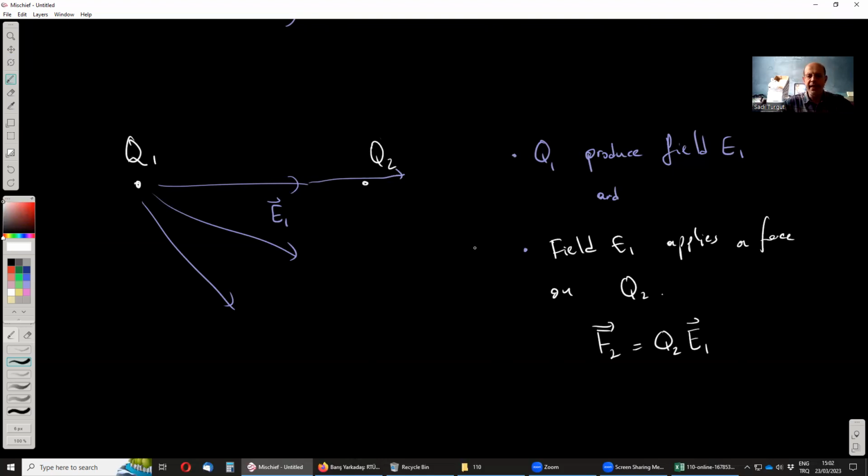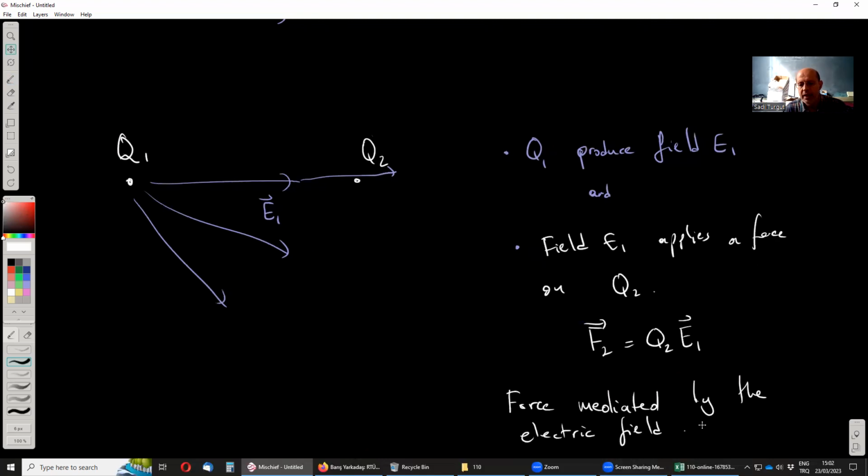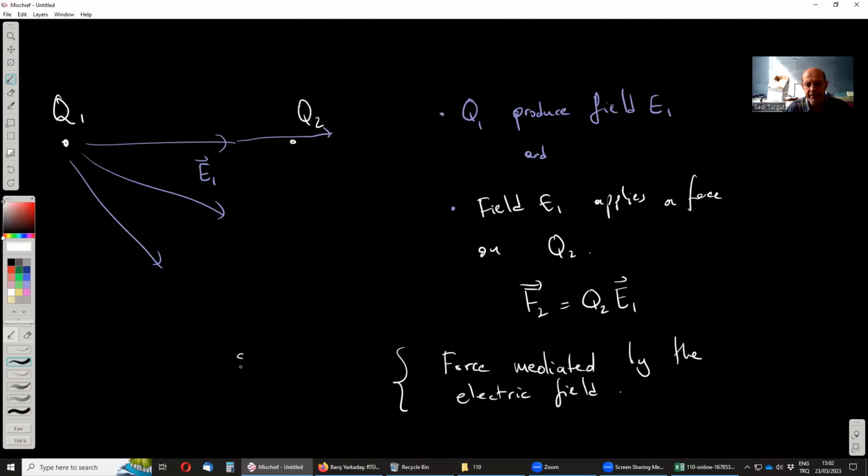So in both cases, the field is actually interacting with these two charged particles, but since we don't see the field, it appears like these two charged particles are applying forces on each other. So this, in a way, solves the place that basically force mediated by the electric field. Okay. In a way, this solves the action at a distance problem.